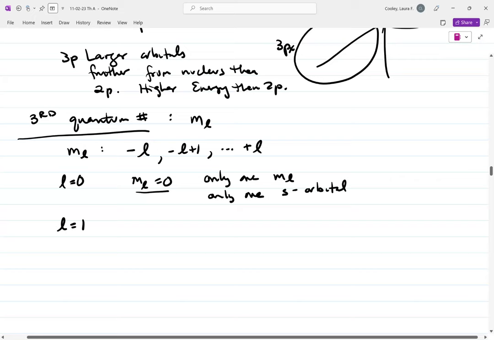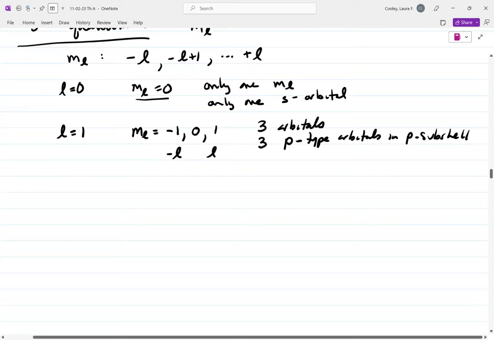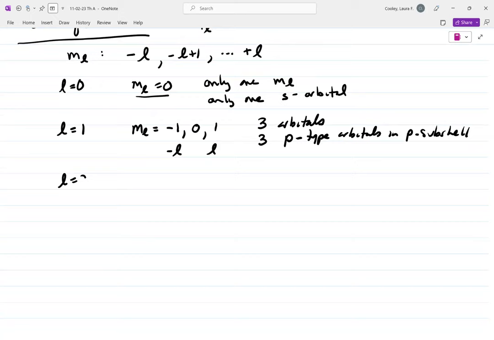If l equals one, then m sub l, let's start with negative one, add one, zero, add another one, one. So that's going from negative l to l. There are three orbitals. So there are three p-type orbitals in the p subshell. And we've seen them, one up, and the other directions, the three different directions of the x, y, z axes. L equals two, m sub l equals, so we start with negative l. What's negative l going to be here? Negative two, negative one, zero, one, two. So there are five orbitals. So there are five d orbitals in the d subshell.